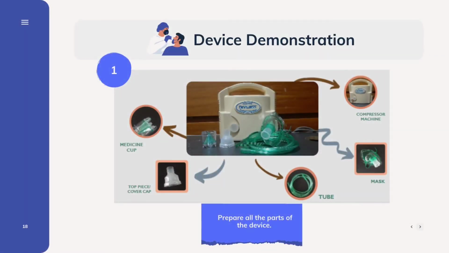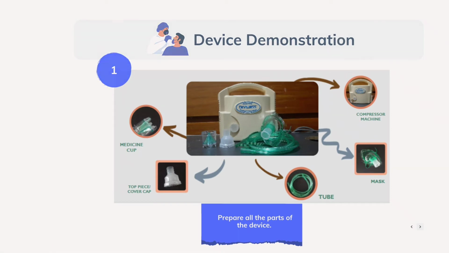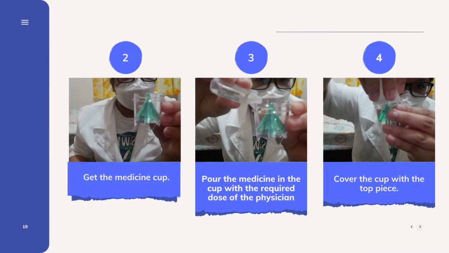Device demonstration. The actual and proper use of a nebulizer is illustrated in this step-by-step procedure. First, prepare all the parts of the device. This includes the medicine cup, top piece or cover cap, tube, mask, and compressor machine. Second, get the medicine cup. Third, pour the medicine in the cup with the required dose of the physician.